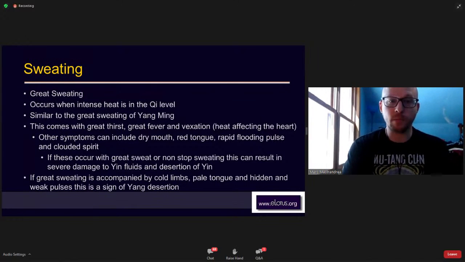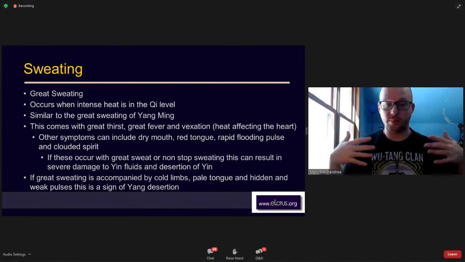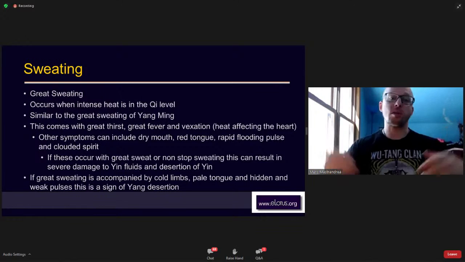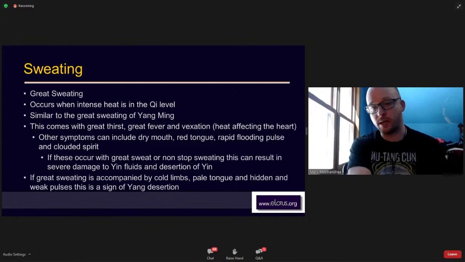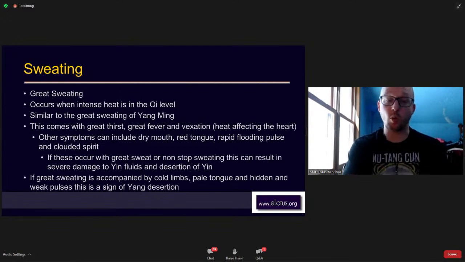However, if this great sweating is accompanied by cold limbs and a pale tongue and a hidden weak pulse, this is a sign of yang desertion. So this is a sign that the yin is already so deficient that now the yang is no longer contained in the body. The structure of the body can't even contain it. And now that's starting. So this is basically like the person's going into shock, right? So you have great sweating accompanied by cold limbs, pale tongue, and a hidden and weak pulse. So you want to look at that.